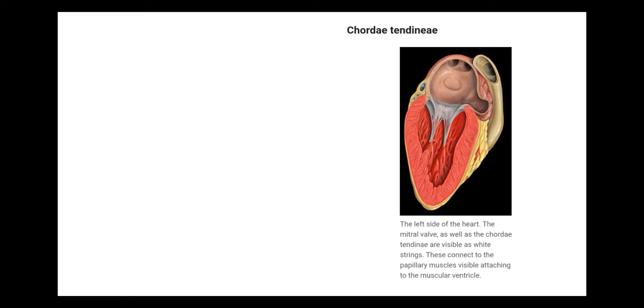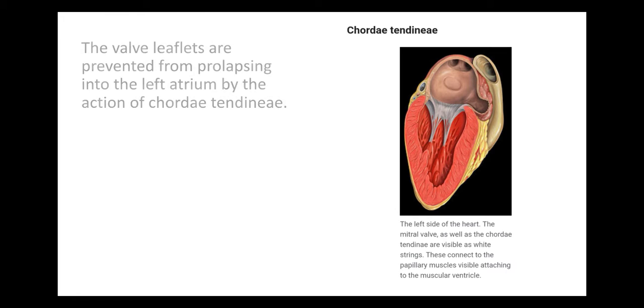This shows the mitral valve. Now, it is anchored by finger-like processes called the chordae. Now, they are visible as white strings. These connect to the papillary muscles. These are the papillary muscles attaching to the muscular ventricle. They are called chordae tendineae.